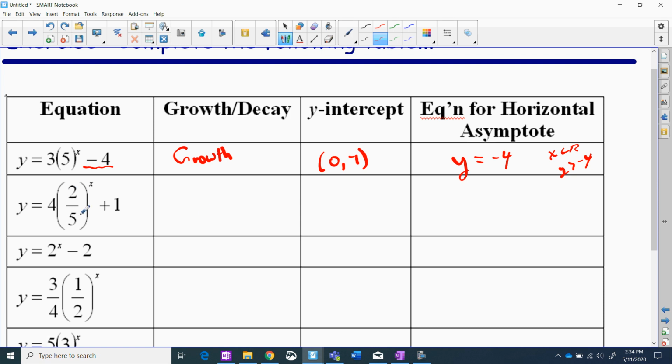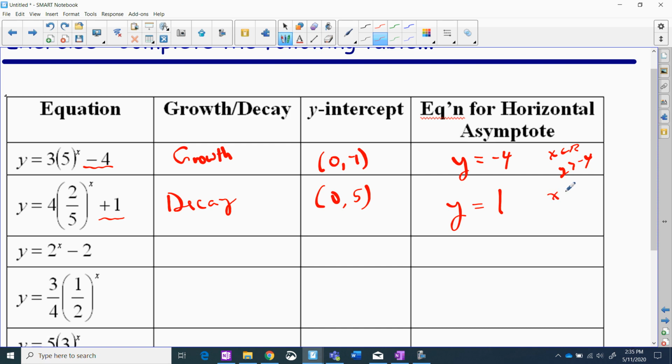This time my base is somewhere between 0 and 1. That's an example of decay. If I let x be 0, anything to the 0 is 1. Multiplied by 4 would be 4. Add 1 would be 5. 0, 5. This +1 is going to move your graph up 1. So the horizontal asymptote would be y equals 1.